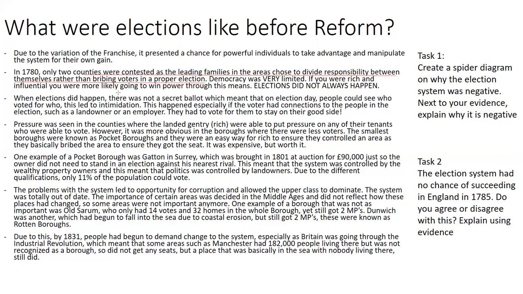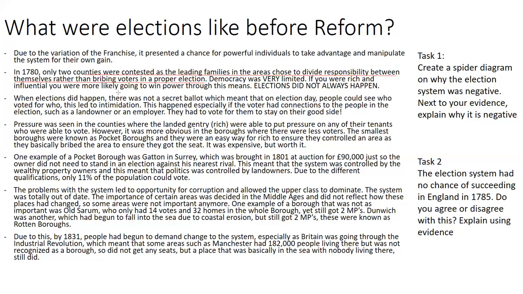This meant that the system basically was controlled by wealthy property owners, and it meant that politics was controlled by landowners. Only 11% of the population could vote because of the different qualifications. So it was a minimal democracy. The problem with the system led to an opportunity for corruption and allowed the upper class to dominate. If you're rich, you could dominate. The system was totally out of date.